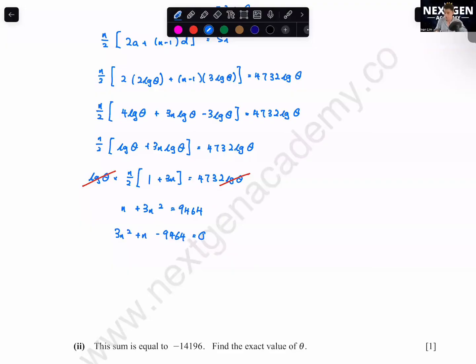This one you use a calculator because the value is so big. Let's use the calculator to find the factors. You will get two values: one is 56, the other one is negative 169 over 3. So you just write down 3n plus 169 times n minus 56 equals 0. So n is equal to negative 169 over 3, or n equals 56. This one we got to reject because your n needs to be a positive whole number.